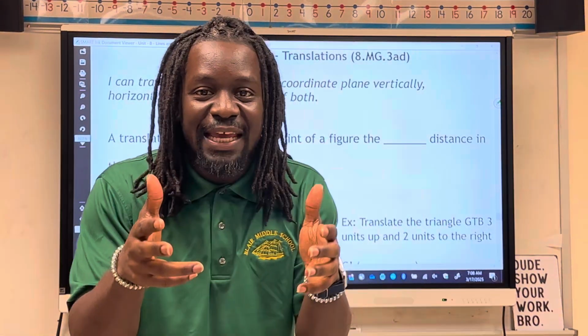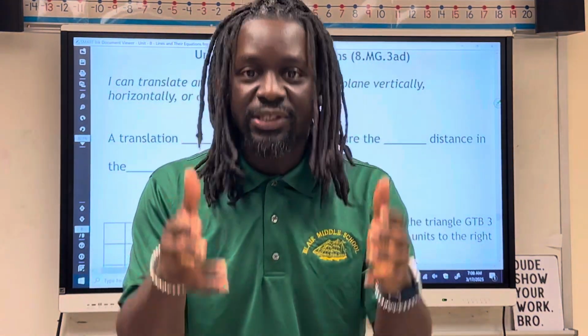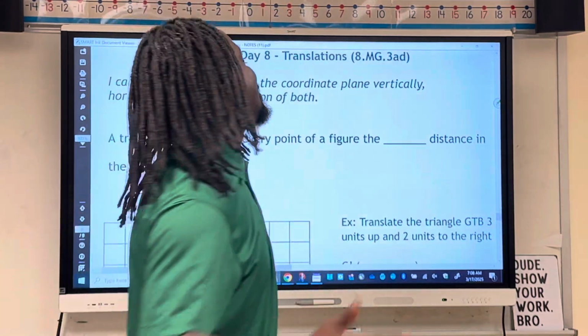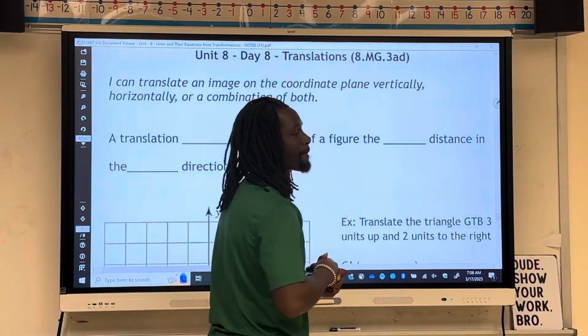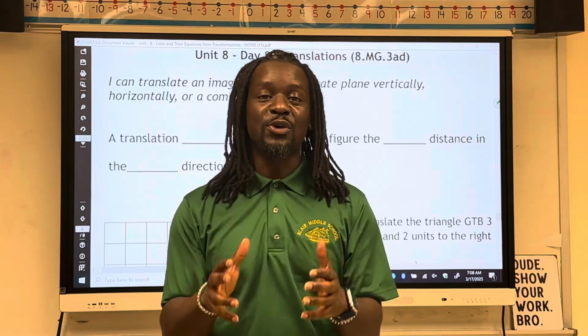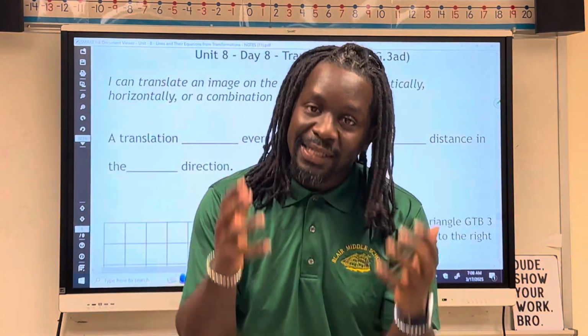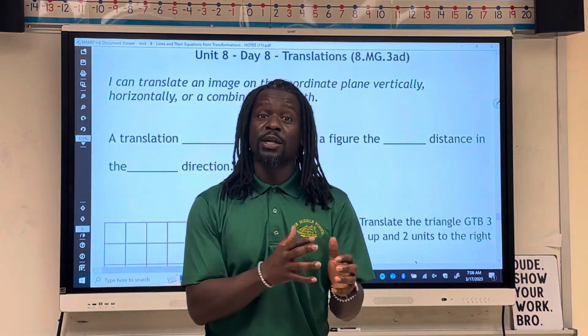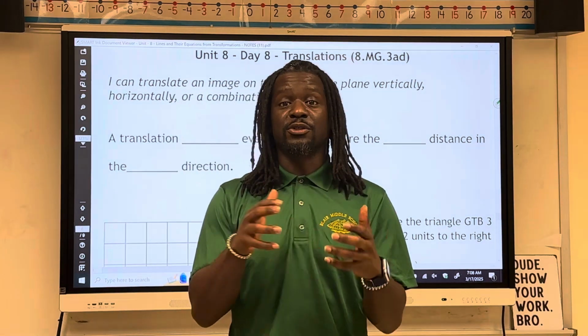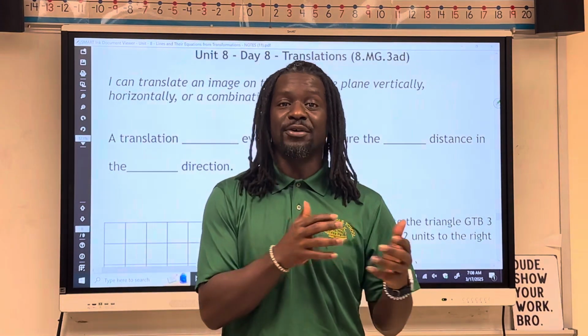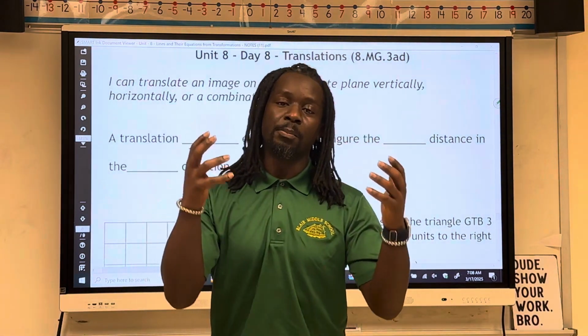I am hyped today because we are translating figures on the coordinate plane. So let's go. What's up, chat? Welcome to Unit 8, Day 8, Translations. In this lesson, we're going to be translating figures on the coordinate plane, going up and down, left and right, and sometimes both. All right.